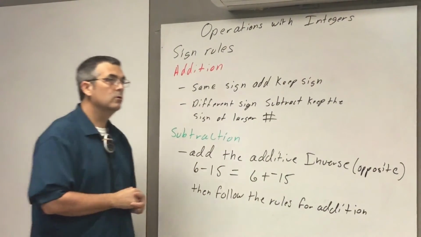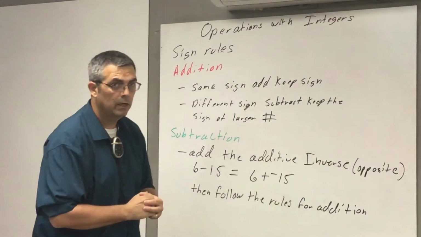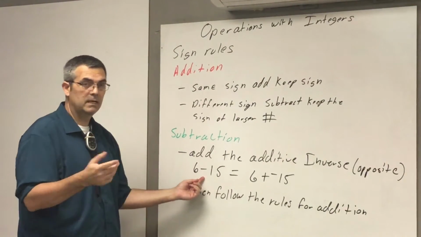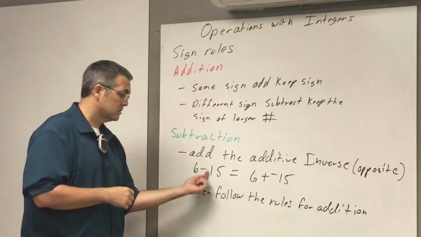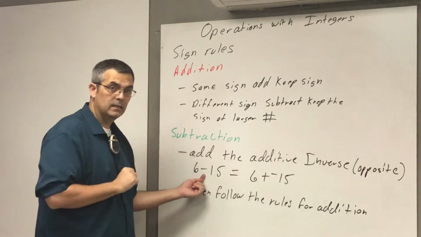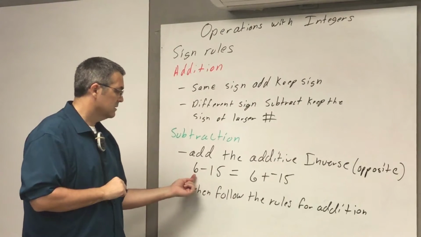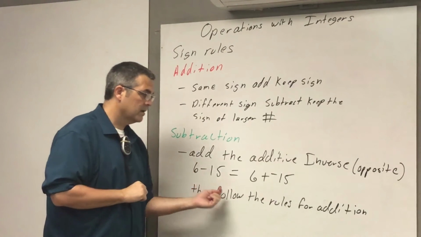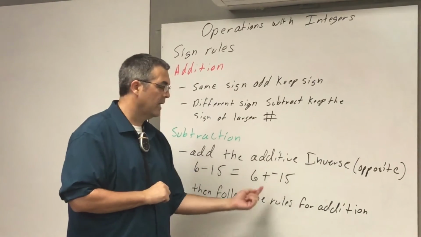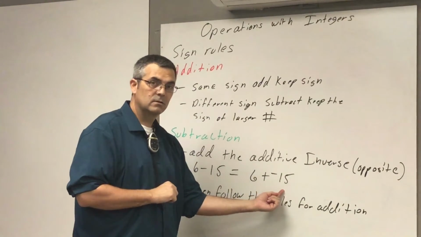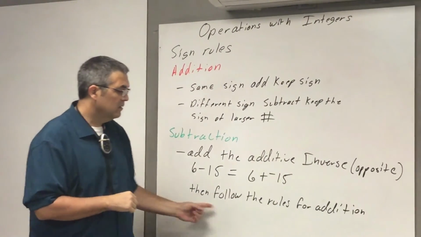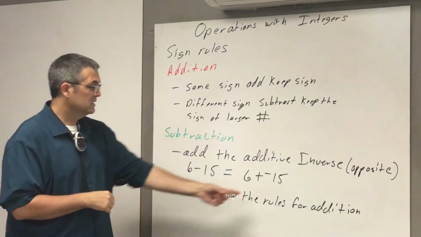You may have also heard a teacher tell you to do click, click. Okay, so 6 minus, when you say minus, you change subtraction to addition, and change the sign of the number behind it. So 6 minus 15, I'm going to do click, click, 6 plus negative 15. See how we added its inverse? That's what we did. Then follow the rules for addition. This is addition now, right?